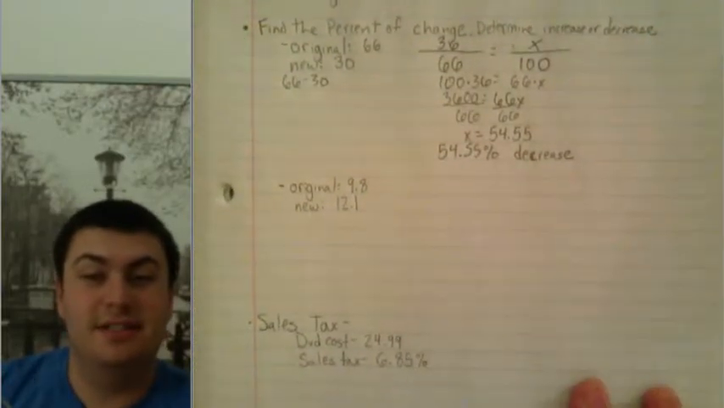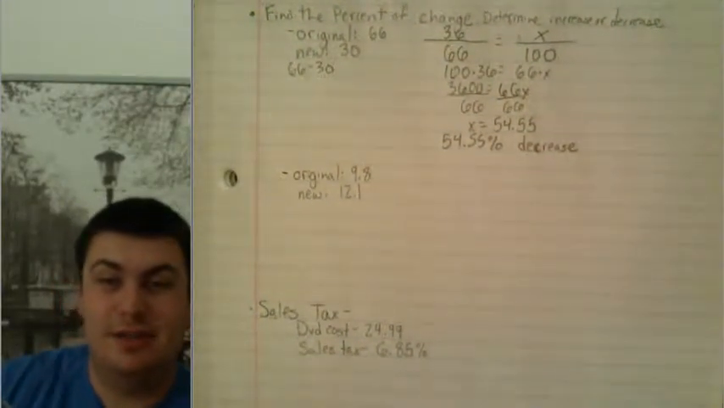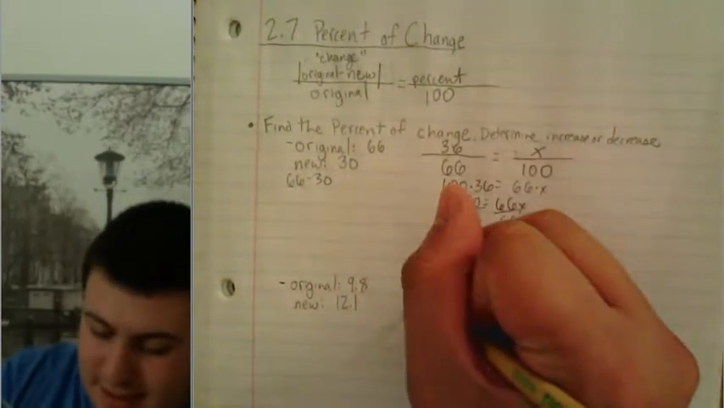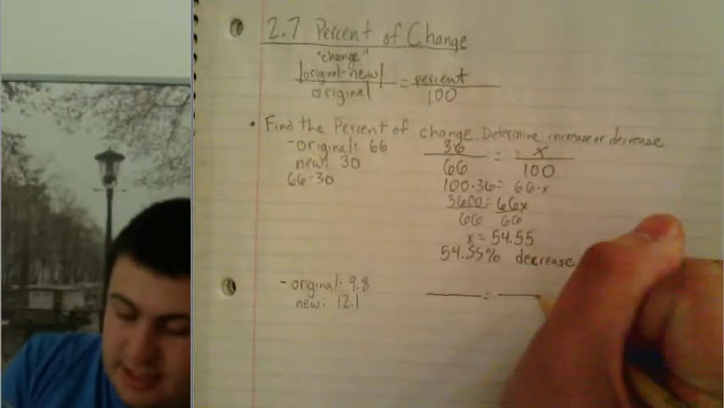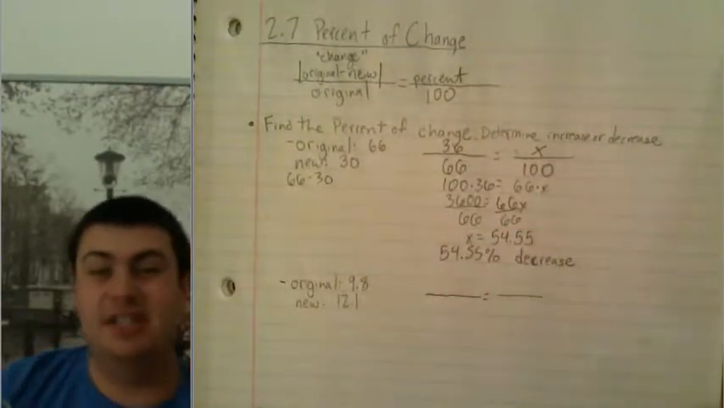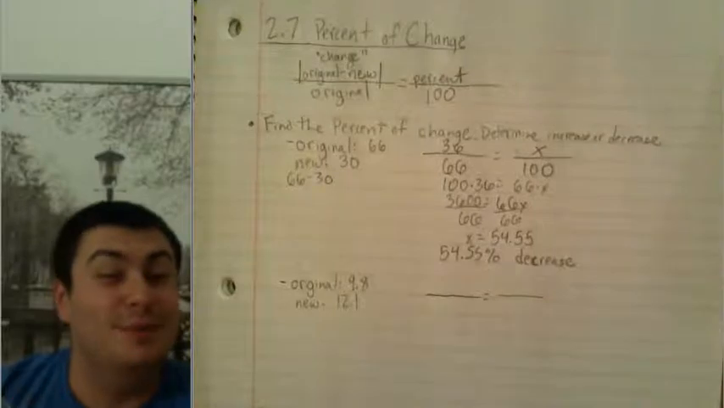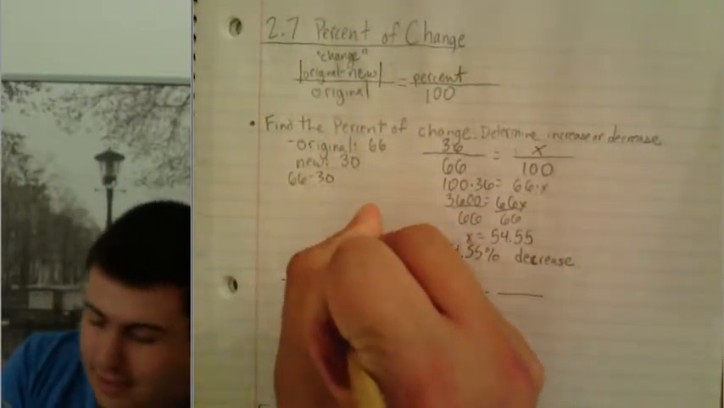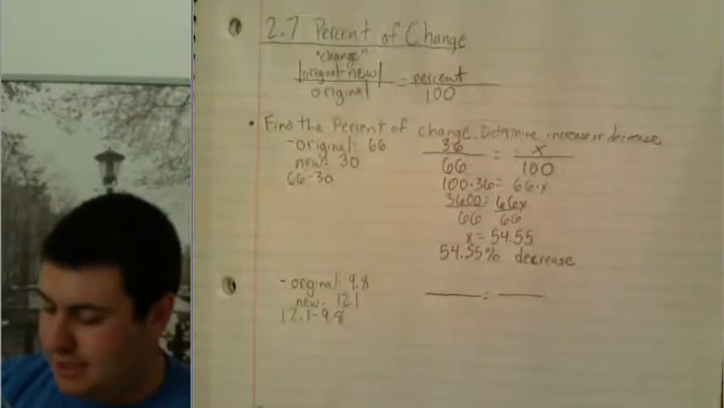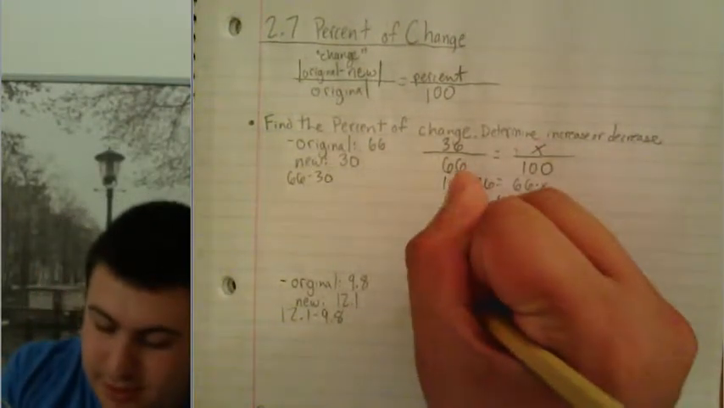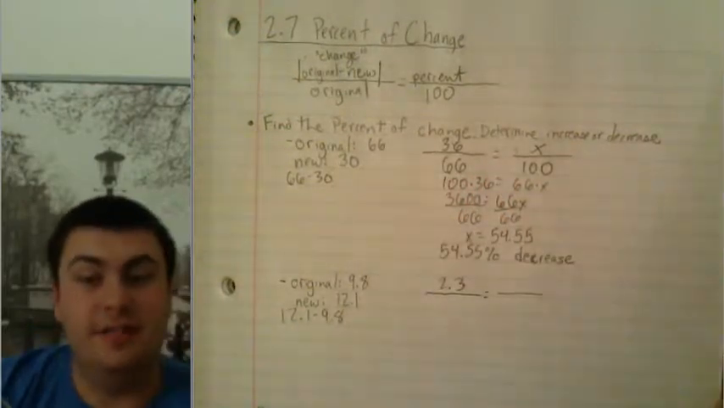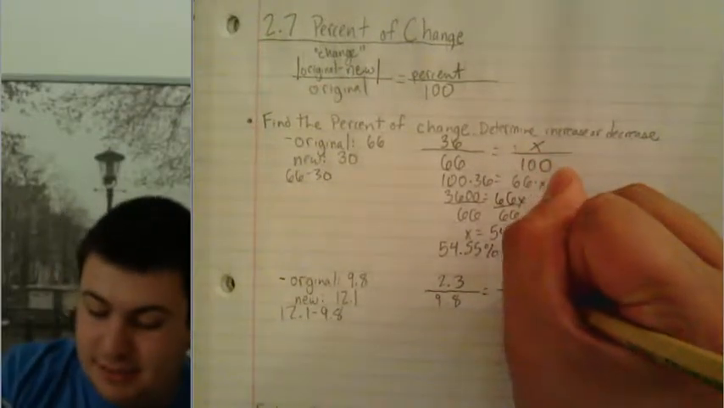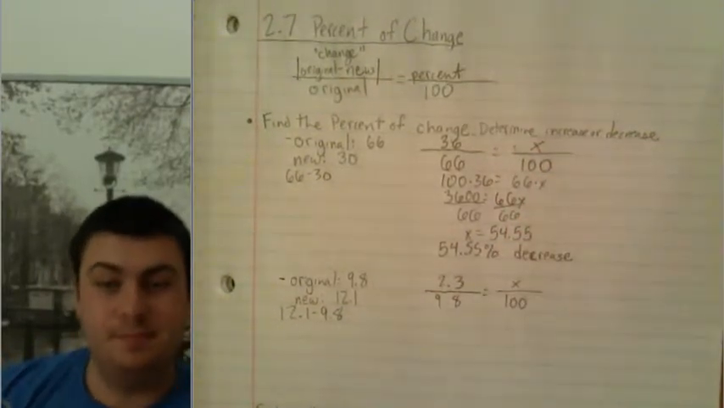Let's look here. If our original is 9.8 and our new one is 12.1, when we set up our proportion, we take the change, so the absolute value of the change. So it's going to be positive, so it doesn't matter really which we subtract first. So I'm going to do 12.1 minus 9.8, and that is 2.3, over the original, which is 9.8, equals the percent, which we don't know, over 100.